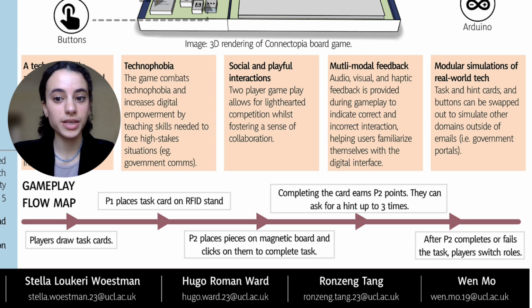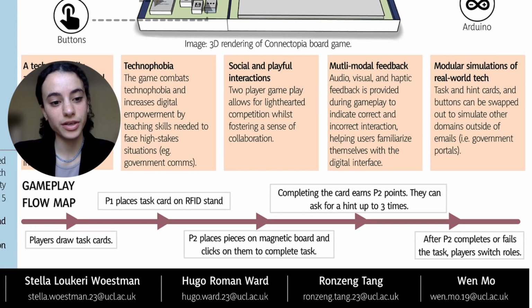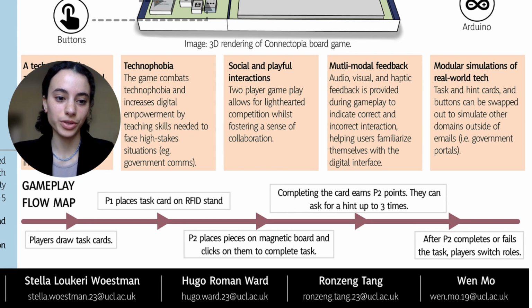This time, Player 2 places their task card on the RFID stand, and Player 1 tries to achieve this task. The 2 players will continue to switch roles while completing tasks of varying difficulty levels. The player with the most points at the end of the game wins.